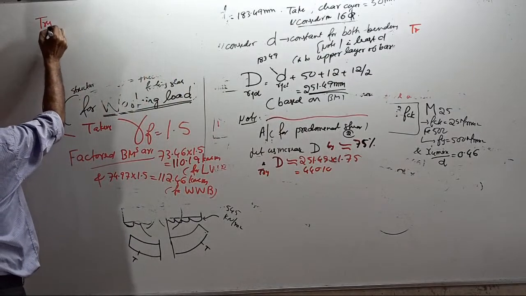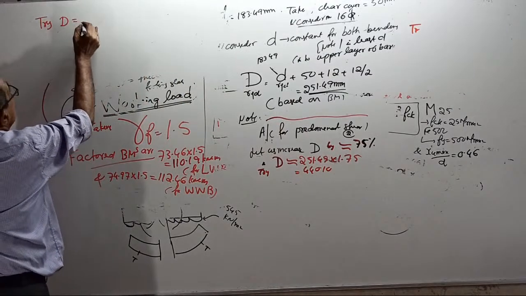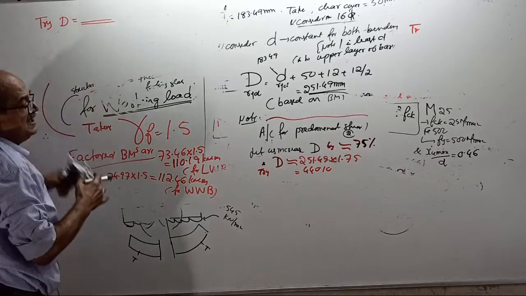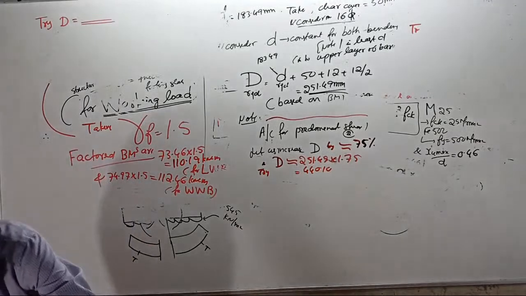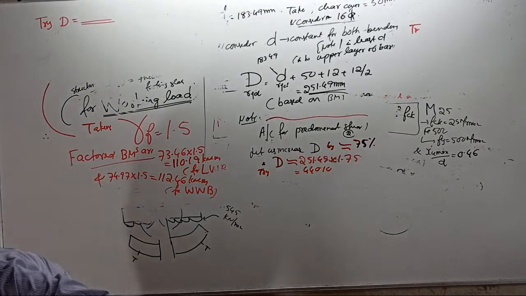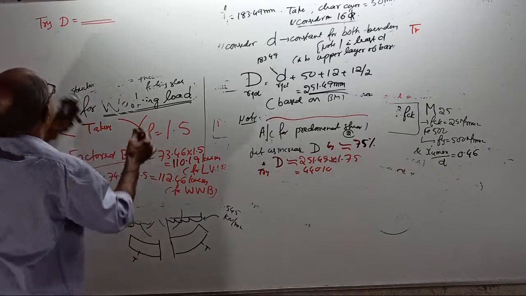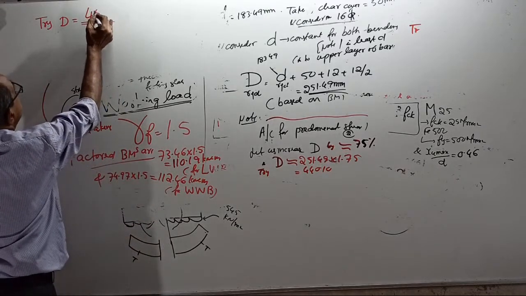Try capital D. Round off and tell the answer to me. 440.1. Little liberal. Round off. 500? You are going too much more. No, that much I don't want. If it comes unsafe, I want it to come unsafe. 450. I will try capital D of 450 millimeter.